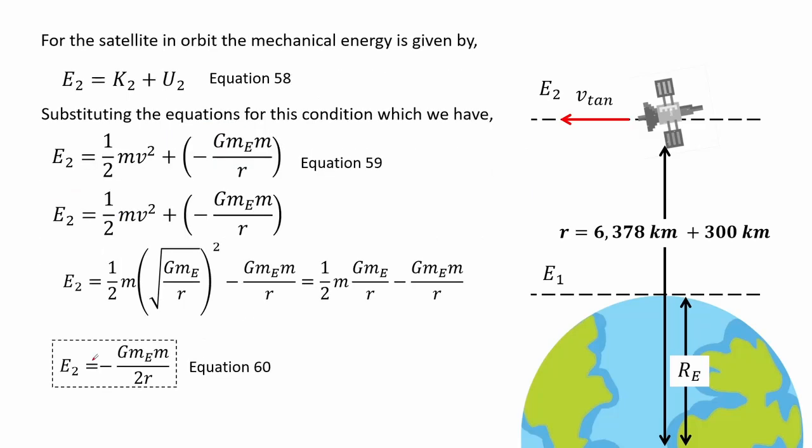For the satellite in orbit where it is moving at an elevated position, its mechanical energy is given by equation 58. Substituting the equations for this condition, we have equation 59. Further simplifying the equation, we obtain an expression for the mechanical energy in orbit shown in equation 60.